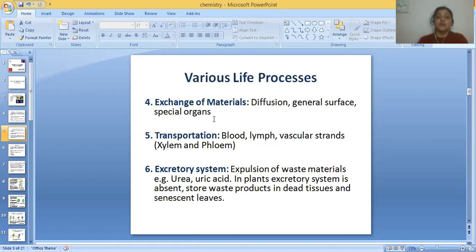Then we have excretory system, which helps in expulsion of waste materials, urea, uric acid, for example. And these are the waste byproducts of metabolism. And if they are stored inside the body, they would cause toxicity, so they should be excreted. In plants, we don't have well-developed excretory system, but they can store waste products in dead tissues and senescent leaves. So these were the various life processes.